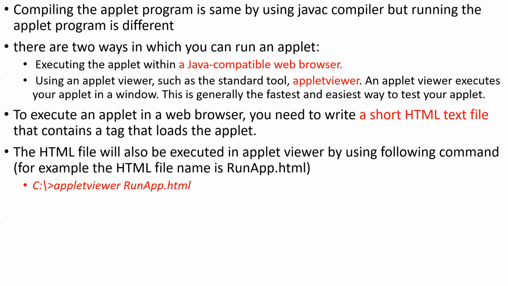That class file will be transferred. On the client side, an HTML file will contain this class file. That HTML file executes in the web browser, so that the applet will also be executed along with the HTML code, and the respective output will be generated by using the web browser. So that is one way to execute.